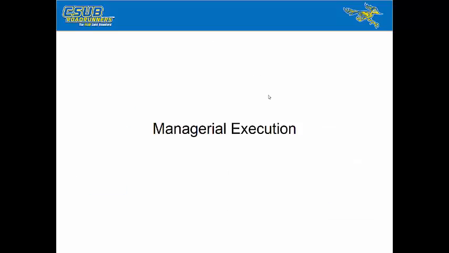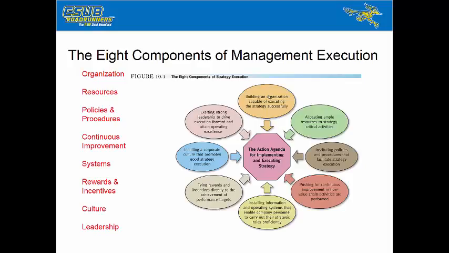Managerial execution. The next section of your implementation plan after the management team section is managerial execution, and there are 8 areas that you want to be able to say something about. It's going to be a little chart that you put into the implementation plan, talking about each of the 8 areas.